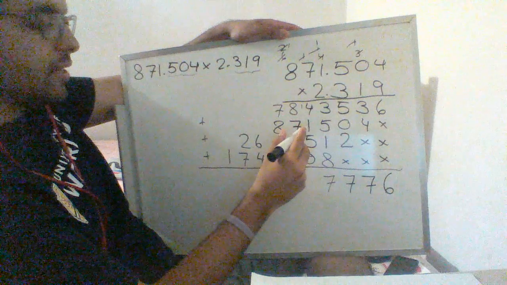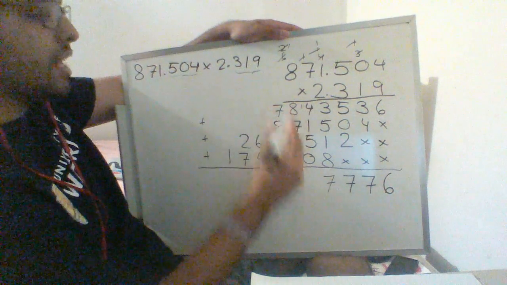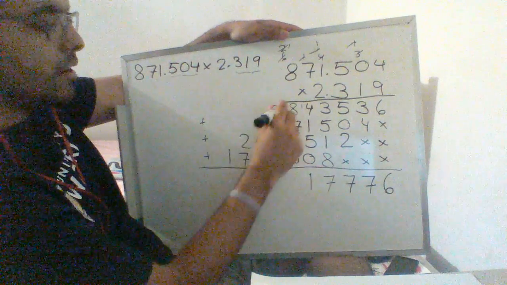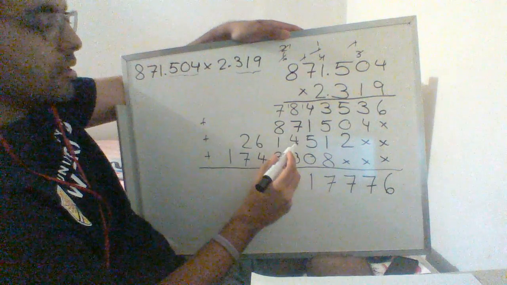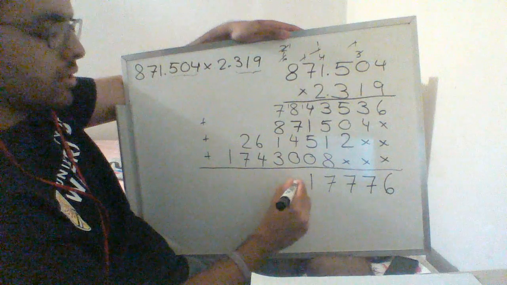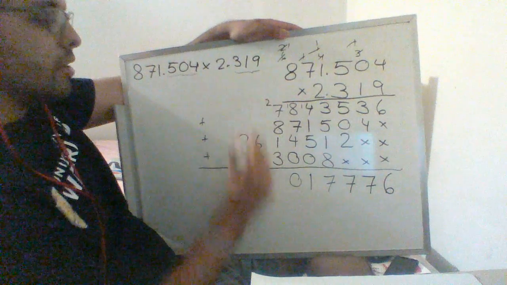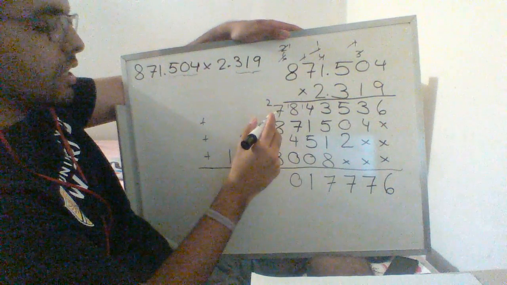5 plus 1 is 6, plus 4 is 10, plus 1 is 11, so we get a 1 here, carry the 1. 8 plus 7 is 15, plus 4 is 19, plus 1 is 20, so we put a 0 there, carry the 2. 8 plus 7 is 15.